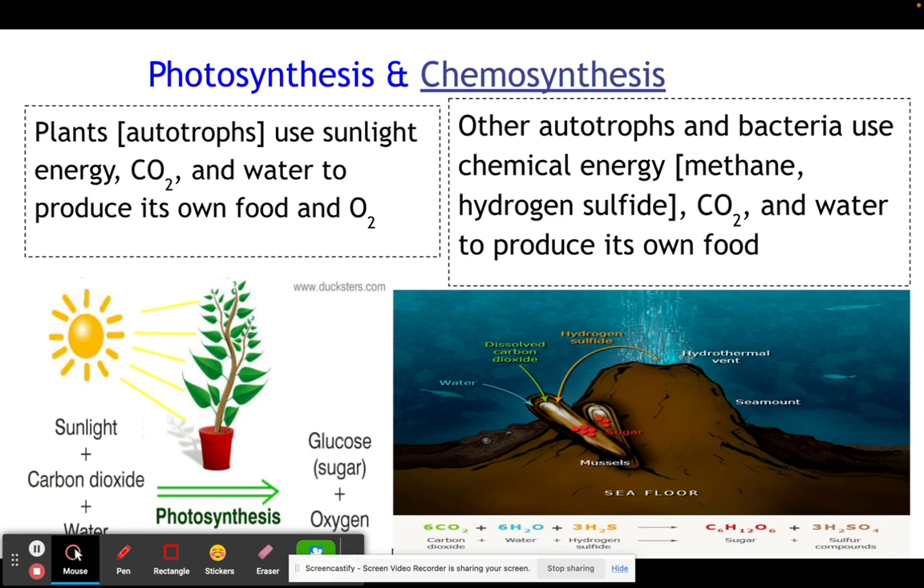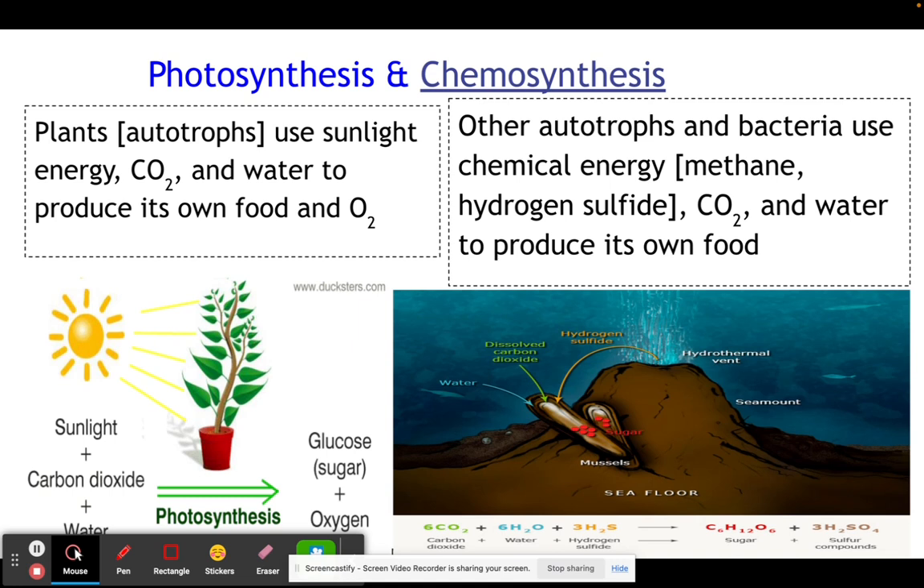This is where other autotrophs and bacteria will use chemical energy instead of the sun's energy, because they're not exposed to sunlight, either because they're deep down underneath the sea or in a cavern area where they aren't able to access sunlight. But they can use the chemical energy, which is usually either methane gas, especially at the bottom of the ocean near a hydrothermal vent, or hydrogen sulfide and carbon dioxide and water. And they use that to make their own food.